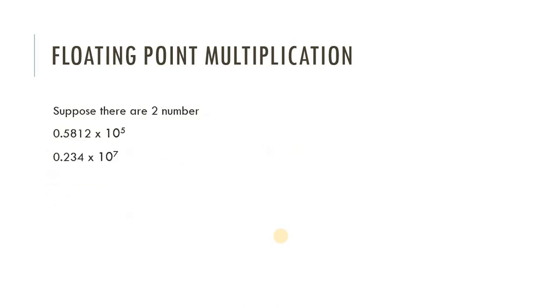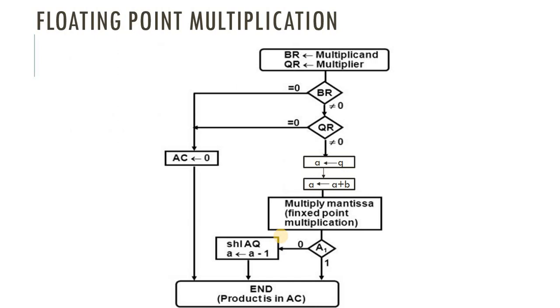Now suppose there are two numbers something like this, 0.5812 into 10 raised to 5 and 0.234 into 10 raised to 7. So these are the two numbers, and if you want to perform multiplication on these two numbers, at that time we have to follow this algorithm. In this algorithm the first is BR and QR register. BR register stores the multiplicand and the QR register stores the multiplier.